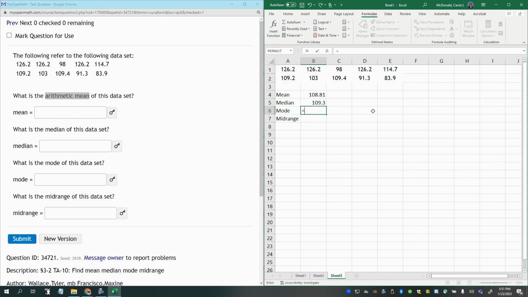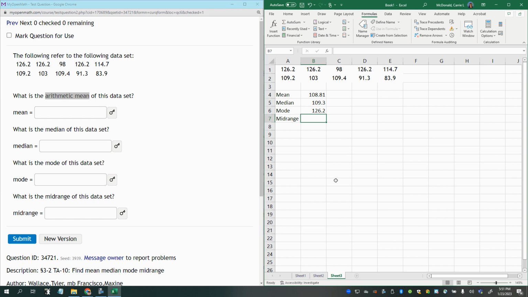The mode, no, not really. Well, yes, actually, it does have that, but it's usually easy to just look and see if there's a number that repeats, and which number repeats the most often. Like this number right here, 126.2, shows up 3 times in this data set. So my mode should be 126.2 because no other data value in this data set repeats 3 times or more.